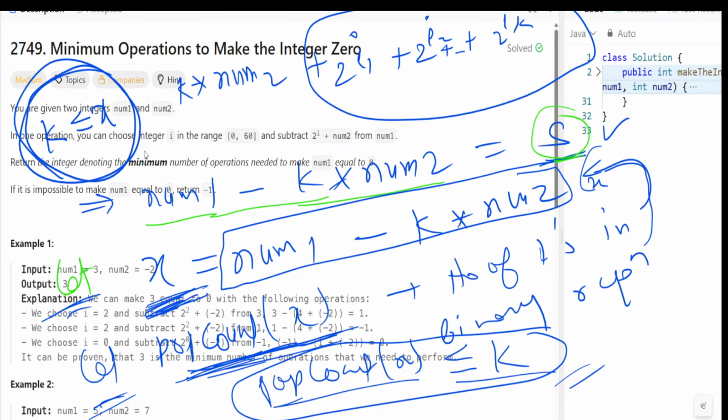Because the smallest power is 1, that is 2 to the power 0. The power starts between 0 and 60, and if we take 0, it still comes to 1. So the smallest power is nothing but 1. So the sum of k powers of 2 is at least k. Understand? If we take the sum of k powers, it should be at least k.